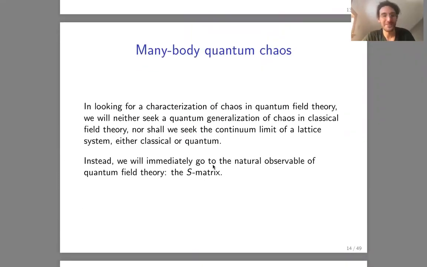Listing out why it's difficult doesn't seem productive. So we're going to sidestep that and just go immediately to many body quantum chaos. So quantum field theory. In looking for a characterization of chaos in quantum field theory, my goal is not to find a quantum generalization of chaos in classical field theory, because we don't really understand chaos in classical field theory that well.